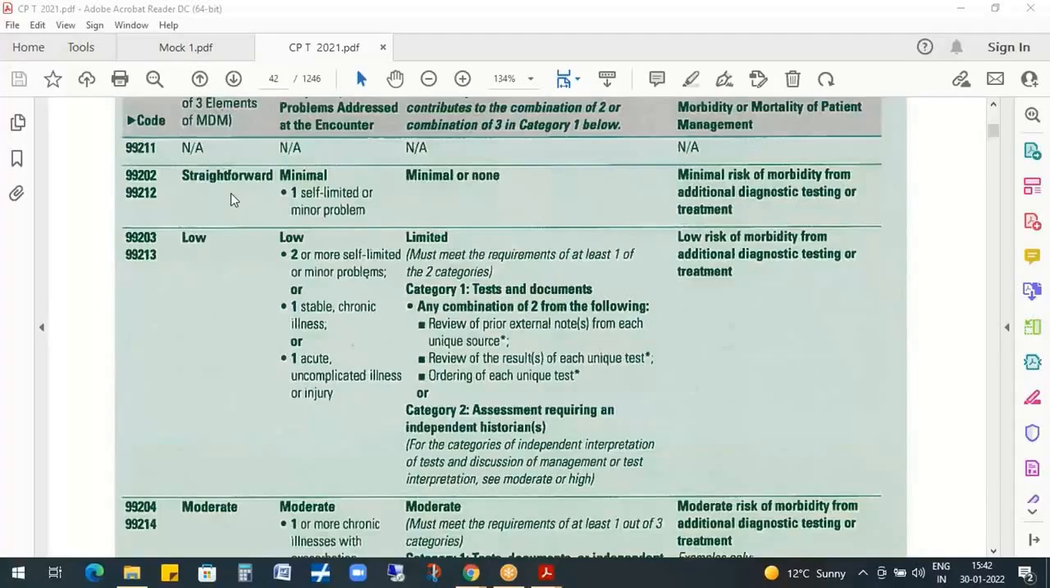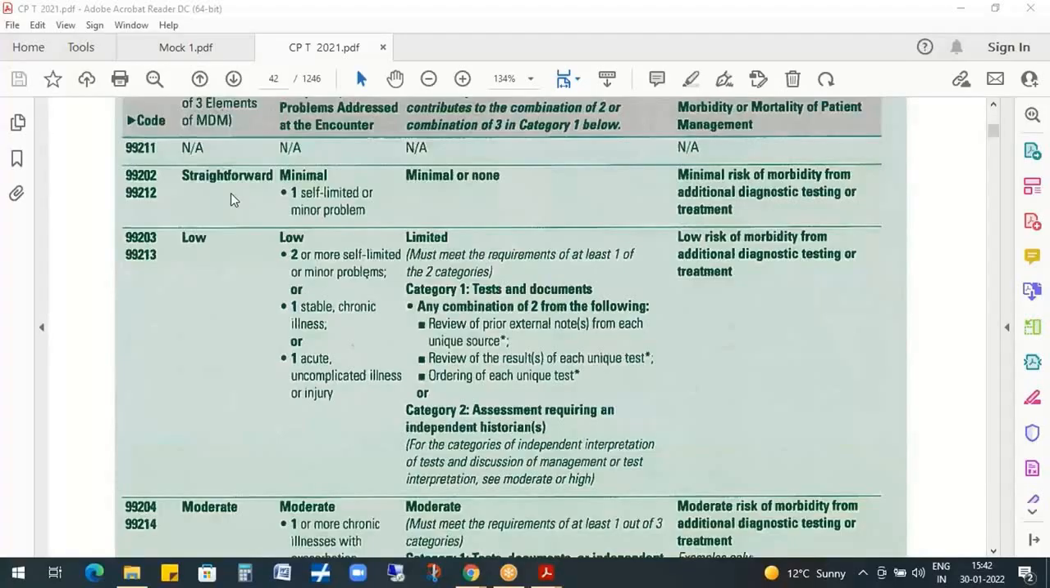Next one, keratoplasty. Keratoplasty. Plastic surgery on cornea.